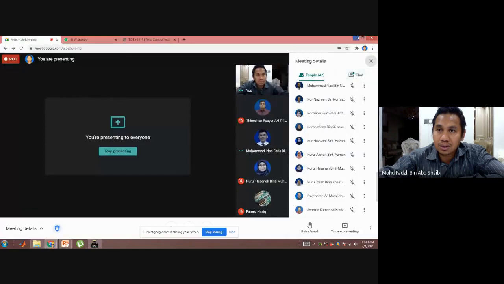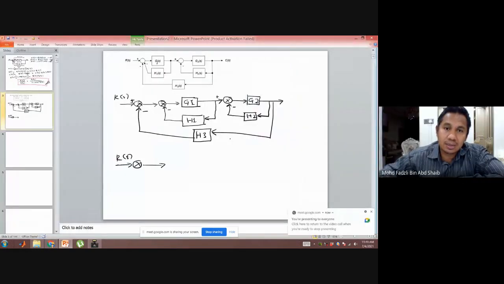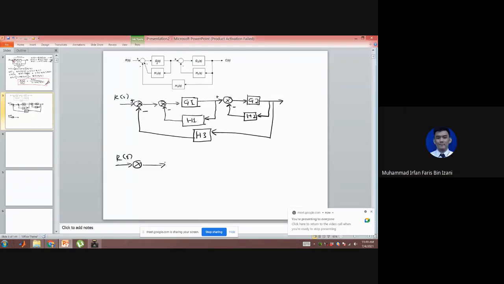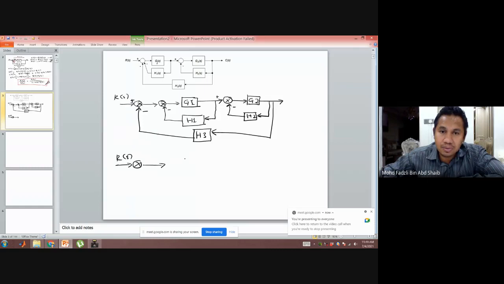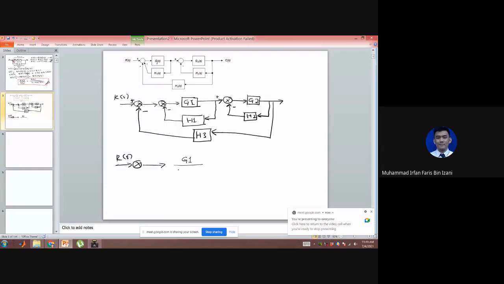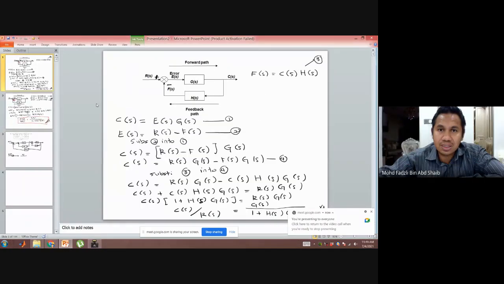So G1 and H1. So how? G1 over what? Over 1 over. Can you see this one? It's the same, right? G and H. So finally we got G over 1 plus H(s)G(s)H, right?